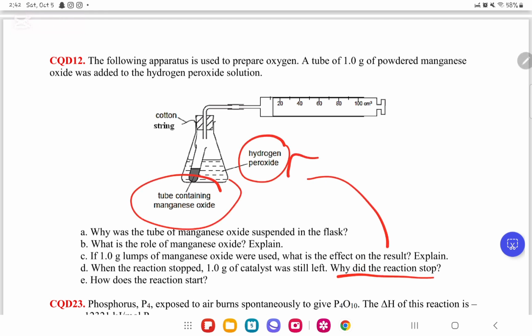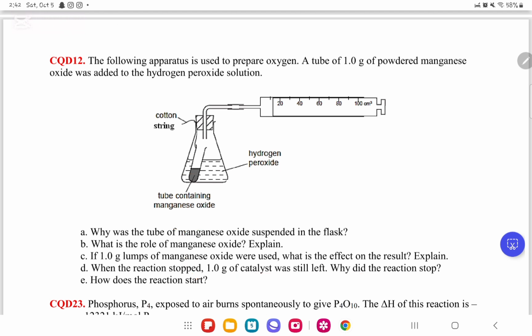We said manganese oxide is a catalyst, okay? And the catalyst will not be used. So the same mass of catalyst we had in the beginning, we will have at the end. But the reactants will be different than the products for sure. The mass is the same, but the reactants and the products are two different compounds or elements. Now the reaction stops because we used all of the hydrogen peroxide.